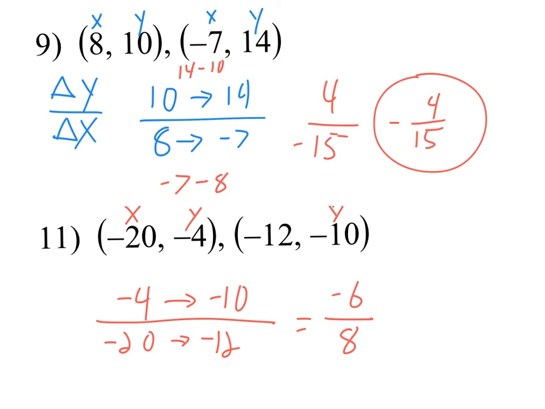You would rather owe me $12 than owe me $20. Okay? So, negative 6 over 8. Now, that's a good answer, but it actually reduces to negative 3 over 4. And that would be our slope.